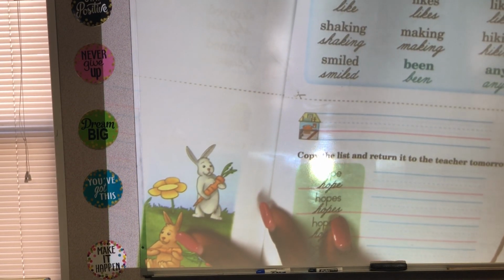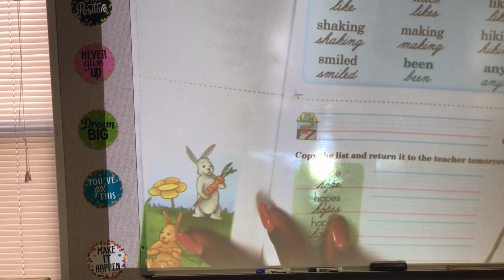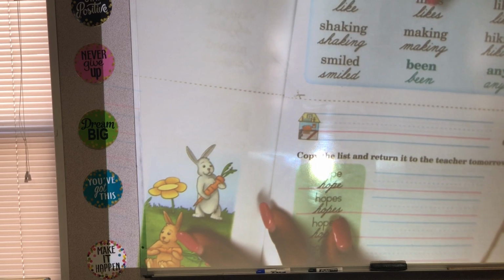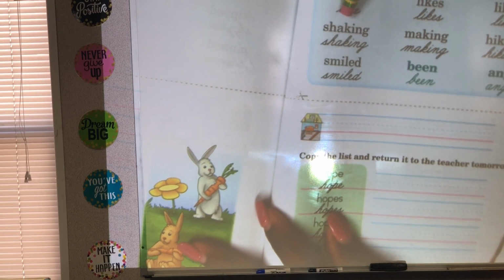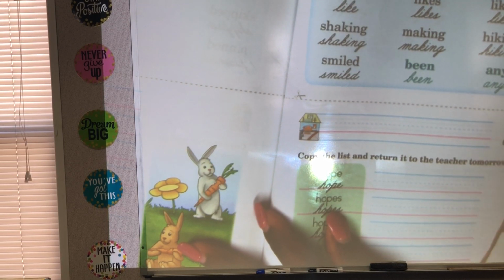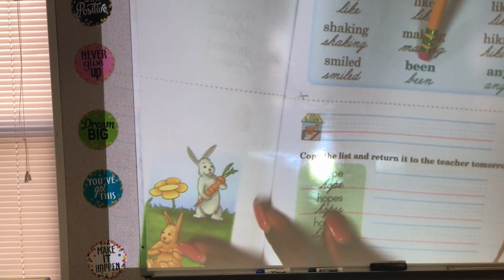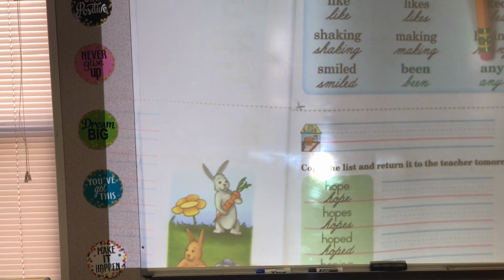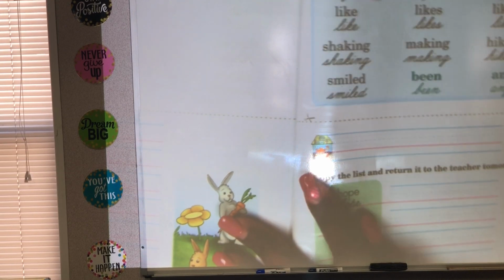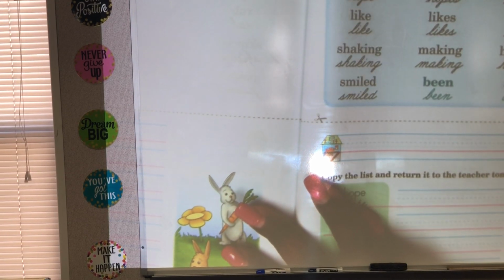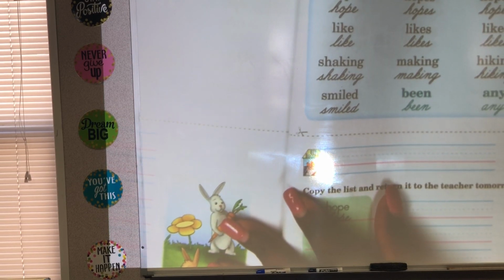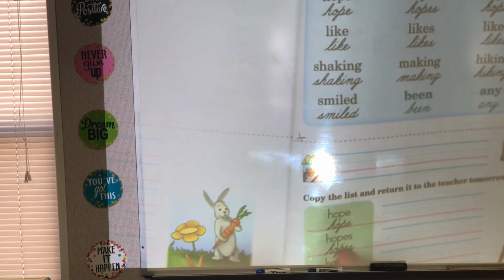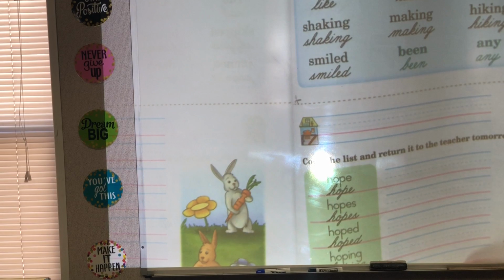Hope, hopes, hoped, hoping. Like, likes, liked, liking. Shaking, making, hiking, coming, smiled, been, and any. Been and any are sight words. All right, so these words have the long vowel sounds, and the E is dropped to add the suffix ED. Okay? So you'll copy your list right here, and you'll copy the back as well.